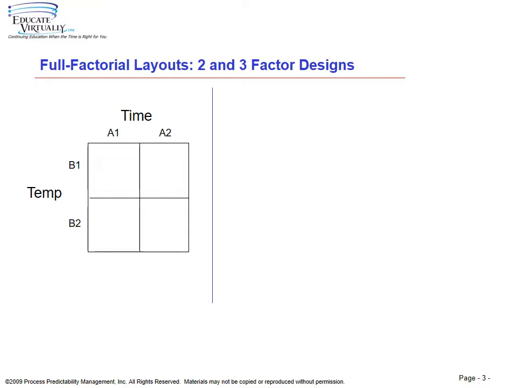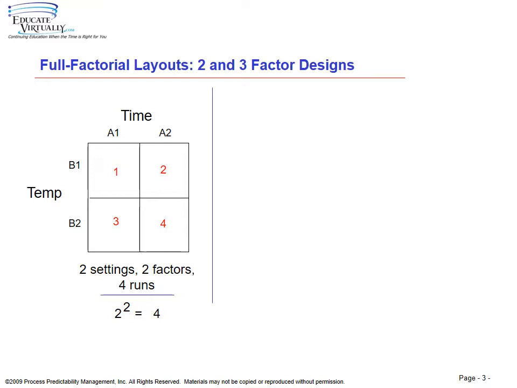So your first investigation is to take a look at a two-factor, two-level design of time versus temperature. A1 would be the low setting for time, A2 would be the high setting for time. Temperature, the low setting is B1 and the high setting is B2. That results in 1, 2, 3, 4 possible combinations of time and temperature. To figure out how many possible combinations you have, we take a look at the number of settings and the number of factors. We have two settings raised to the number of factors, so 2 raised to the second power gives us 4 possible combinations.